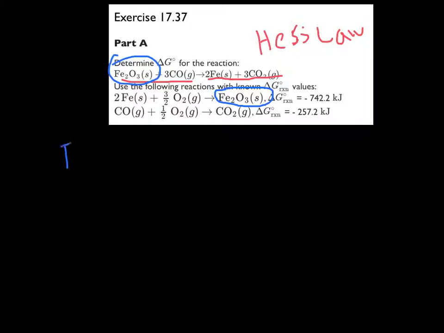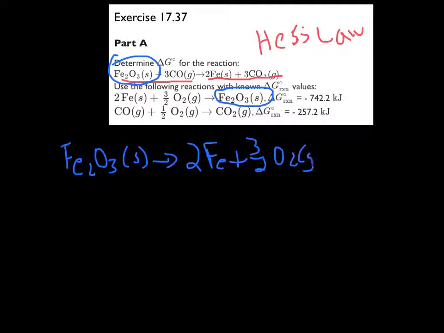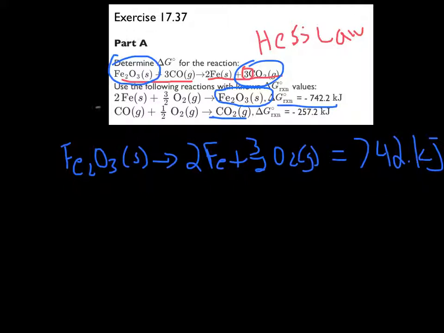So let's go ahead and do that. We have Fe2O3 solid equals 2Fe plus 3/2 O2 gas, and now the delta G value will also flip to 742 kilojoules. In this next one, we notice that it's in the right order. CO2 is in the products, like it is over here. However, this has a 3 CO2, so what do we do? We multiply this by 3.